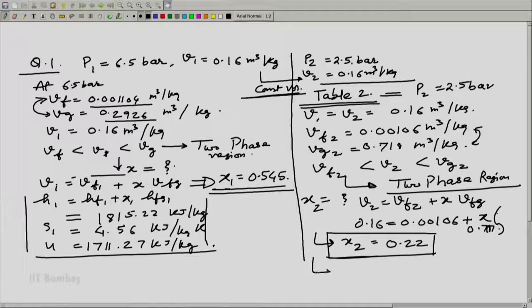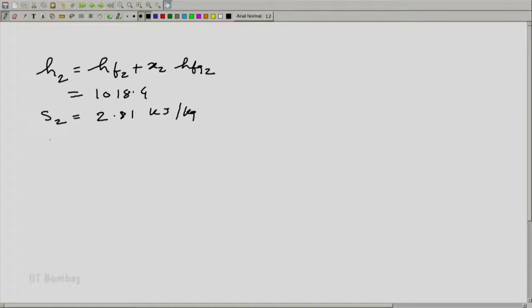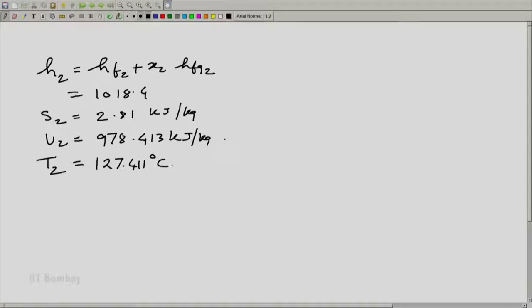Corresponding to x2, now I will get the values of H2, S2 and U2. My value of H2 will be hf2 plus x2 times hfg, which is equal to 1018.4. The value of S2 is equal to 2.81 kilojoule per kg Kelvin, and the value of U2 is equal to 978.413 kilojoule per kg. And the temperature I can get from the table, which happens to be 127.411 degree centigrade, which is the saturation temperature at P2 pressure.